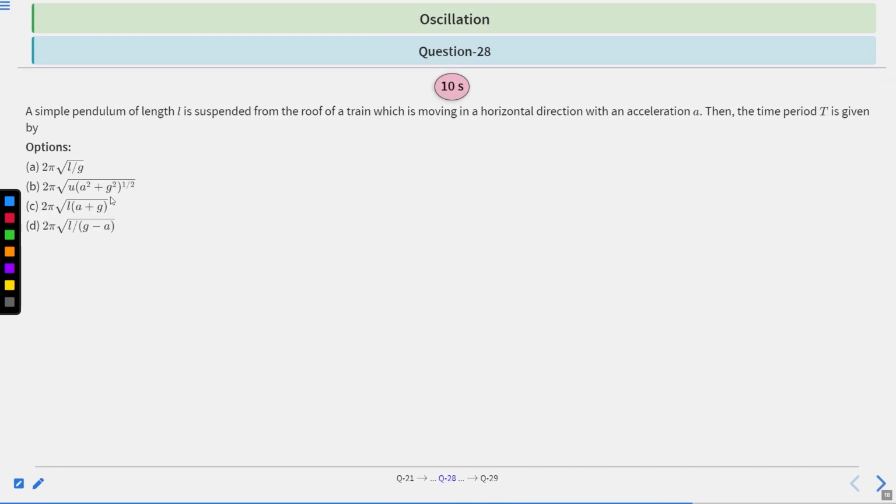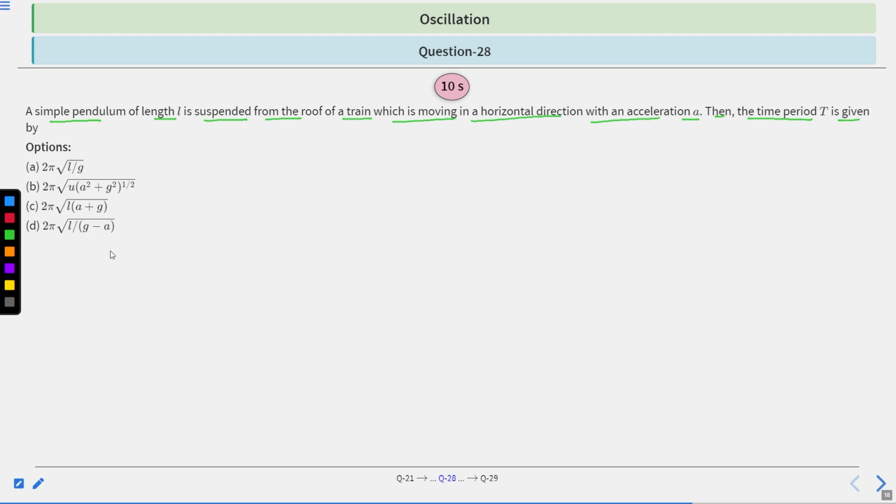Next question. Question 28. A simple pendulum of length L is suspended from the roof of a train which is moving in horizontal direction with an acceleration A. Then the time period T is given by what? Option A is 2 pi under root L by G. Option B is 2 pi under root 1 by A square plus G square whole power 1 by 2. Option C is 2 pi under root L by A plus G. Option D is 2 pi under root L by G minus A.